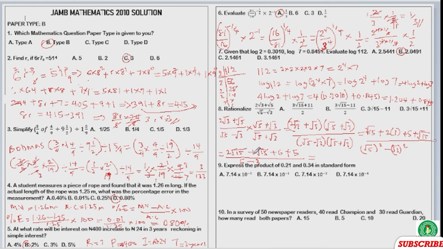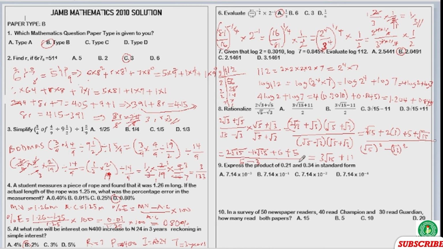They are similar, so you can add them together. 2 plus, there is 1 outside here. So 2 plus 1, because the coefficient here is 1. 2 plus 1 is 3 root 15, plus 11.